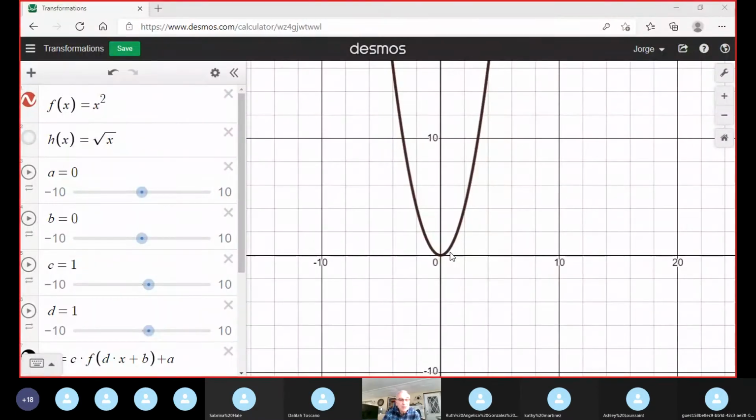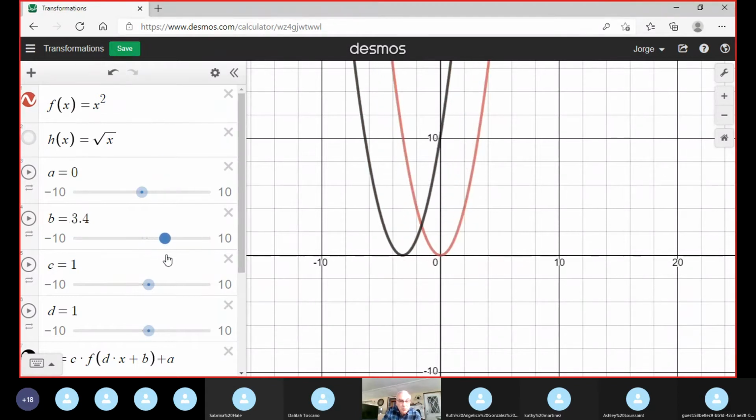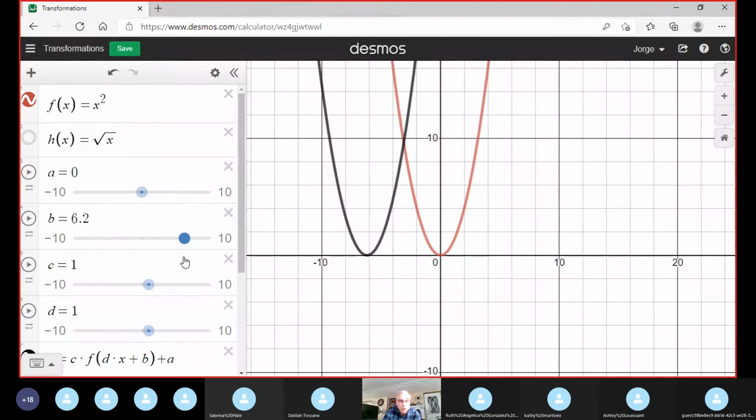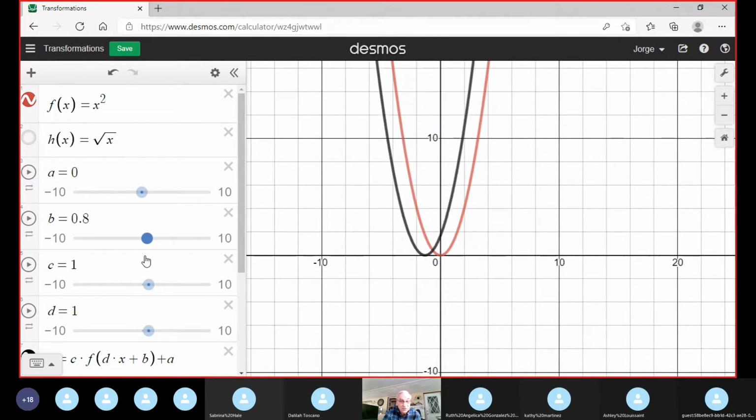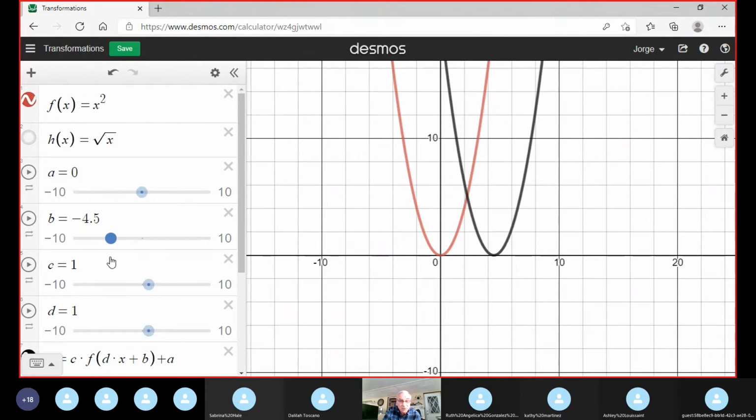Now I change B. When the B is positive, pay attention. When the B is positive, let's see what happens. Ooh, the motion is to the left. Maybe it's a little bit different to your common sense, but it's a fact. It's to the left. And when it's negative, it's to the right. Okay? Let me summarize this idea in the whiteboard.